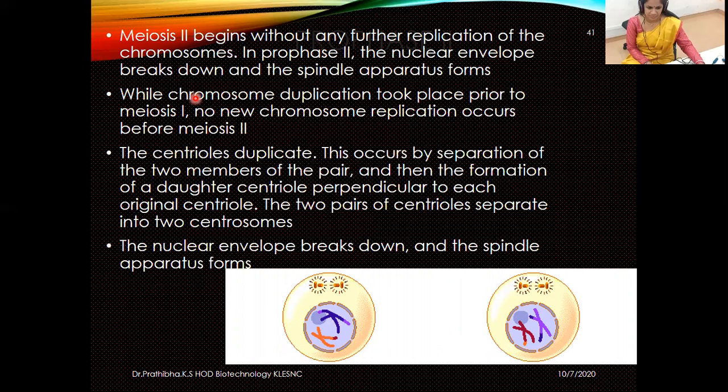In the prophase second, the nuclear envelope breaks down and the spindle apparatus forms. While chromosome duplication took place prior to meiosis first, no new chromosome replication occurs. Before meiosis second, the centrioles duplicate. This occurs by separation of the two members of the pair and then the formation of a daughter centriole perpendicular to each original centriole. The two pairs of centrioles separate into two centrosomes. The nuclear envelope breaks down and the spindle apparatus forms.